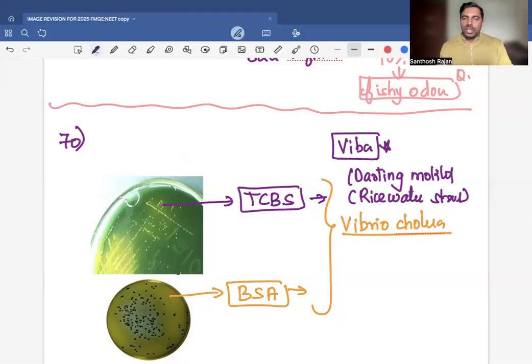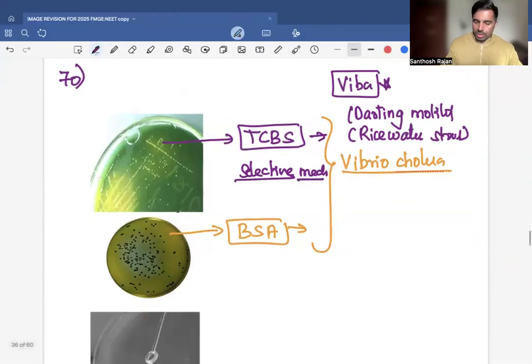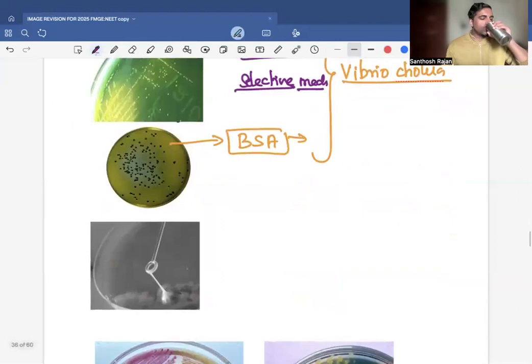Okay, darting. So darting motility, rice water stool is one thing. This is a selective media. These two are the selective medias. Selective media. Thiosulfate citrate bile salt agar. Okay. Right. Now, this is for Vibrio cholerae. Now, next one. This is also another important test.